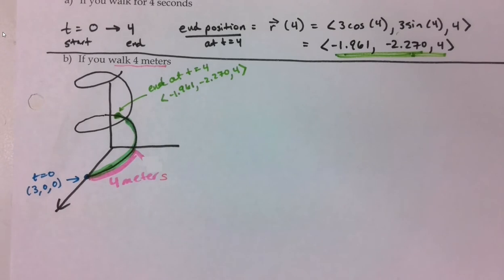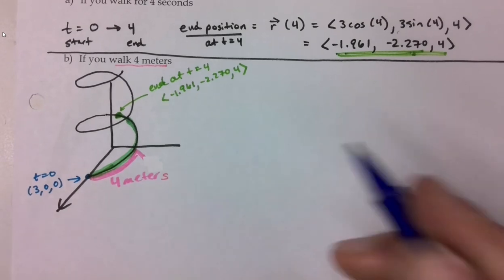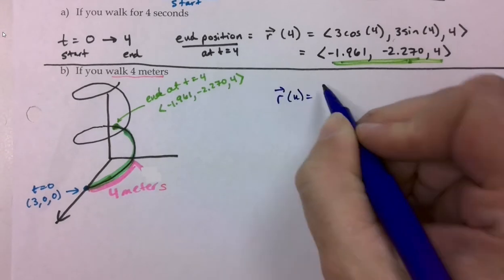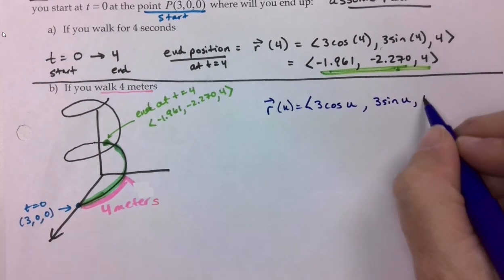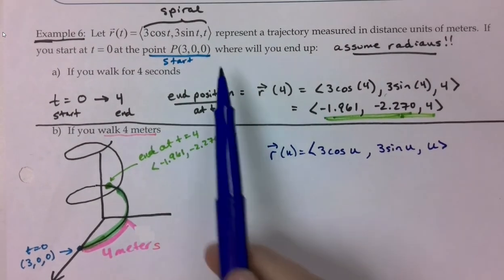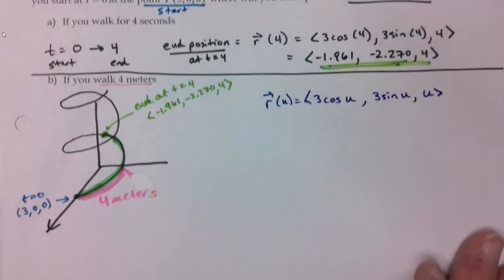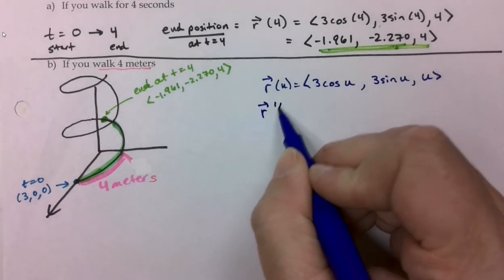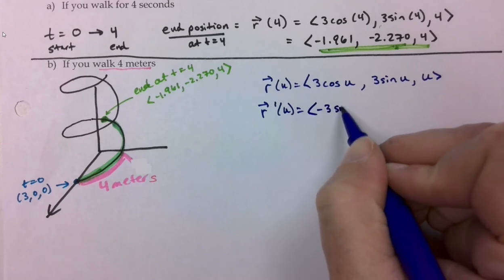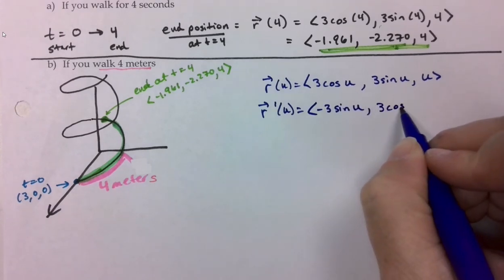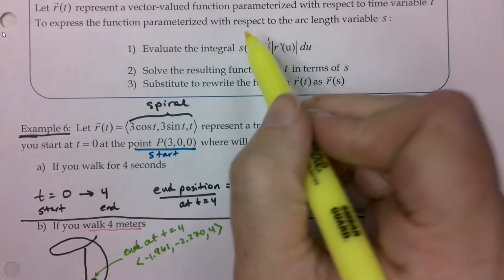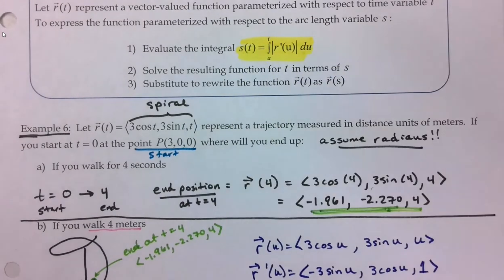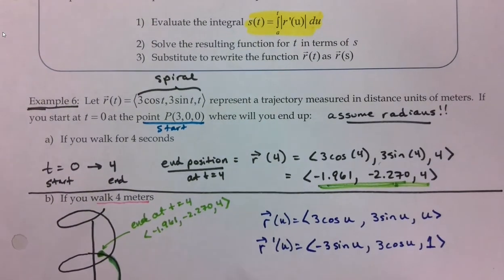So let's work it. We're going to start with our position function. I'll name r of u to be 3 cosine u, 3 sine u, u, rather than t, because the original functions given to you are in terms of t, so I'm just going to name a new parameter u. Then r prime of u would be negative 3 sine of u, 3 cosine of u, 1, because that's the derivative. Now using the fact that s of t is equal to that integral, I'm going to use that piece right down here.